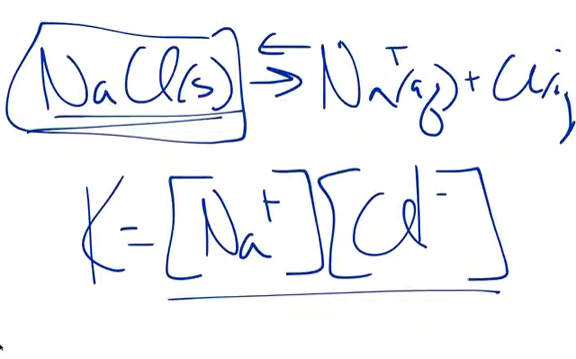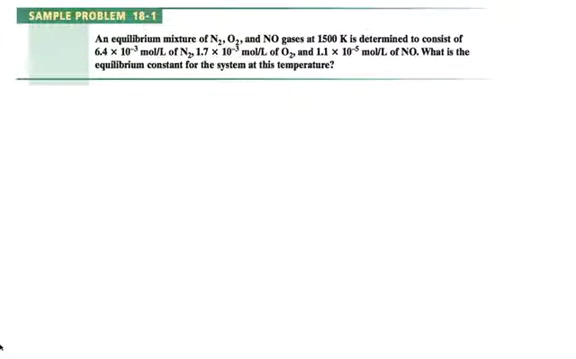So just one thing to be aware of when we're writing these is that we are only concerned with things that are in concentration. Aqueous items and gaseous items count, but liquids and solids we just drop out of our equilibrium constant, our equilibrium calculation.